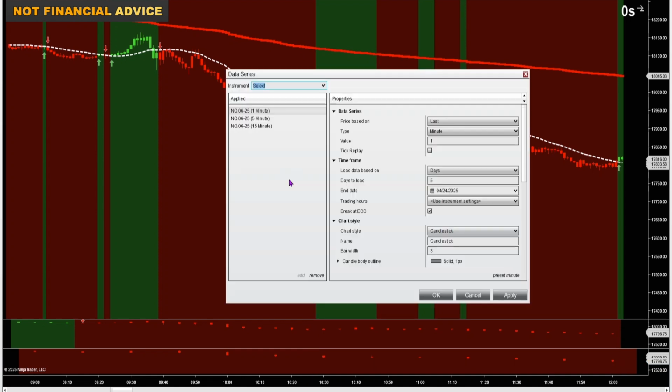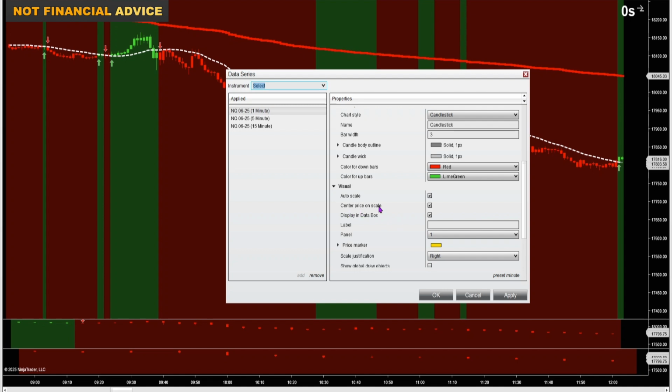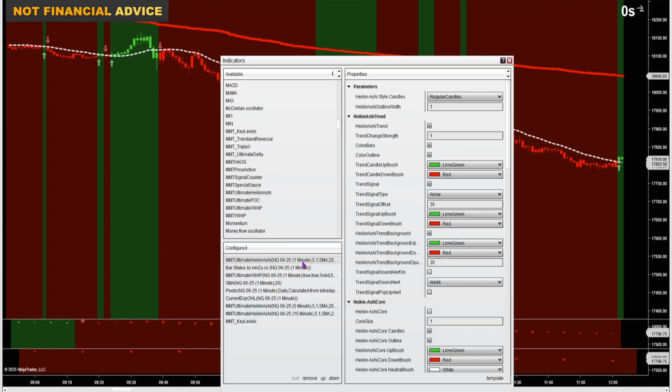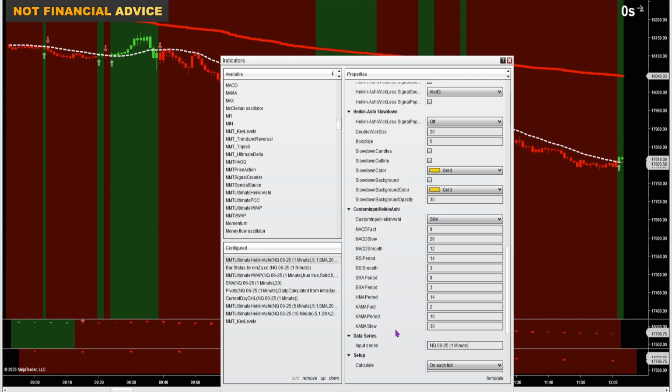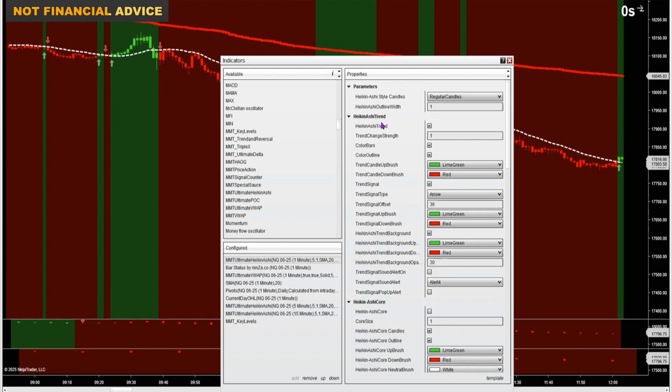So let me show you how I have things set up. On this chart, I've got an NQ 1 minute, a 5 minute, and a 15 minute loaded on my data series. I've got everything centered to price on scale. For the indicator setup, I've got the MMT Ultimate HEIKIN-ASHI, which is a very magical indicator that I created to see the HEIKIN-ASHI trend on the regular candlesticks. And on this occasion, I am only using the HEIKIN-ASHI trend feature. There are many other HEIKIN-ASHI features to choose from on this indicator. I am only using the trend.